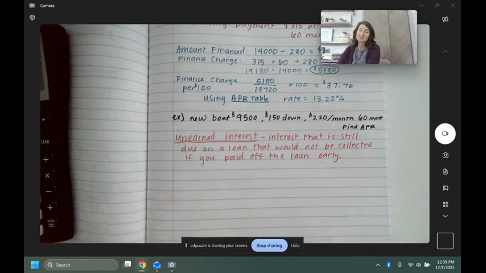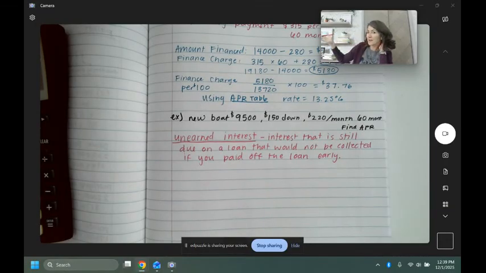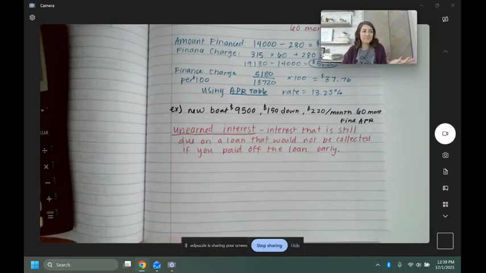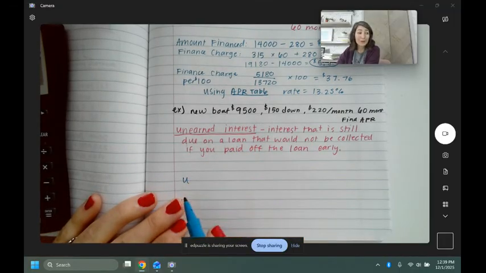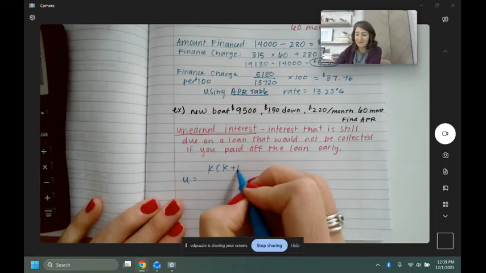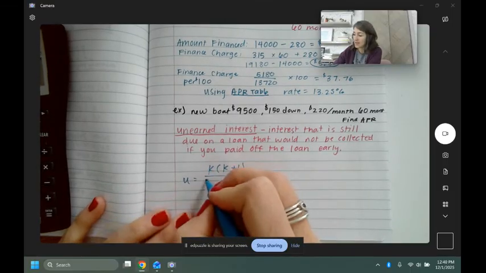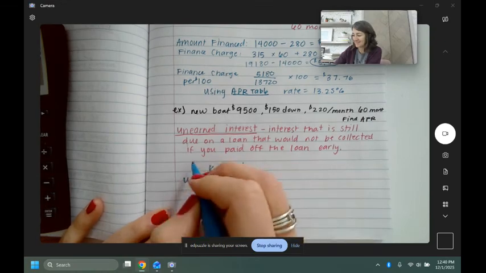So I owe an amount of interest with each monthly payment that I give, but if I pay them all off, I then do not need to pay all that interest and I'm going to get some money back on my loan. And here's the formula for it. U is going to be your unearned interest, K over N plus 1 times F.